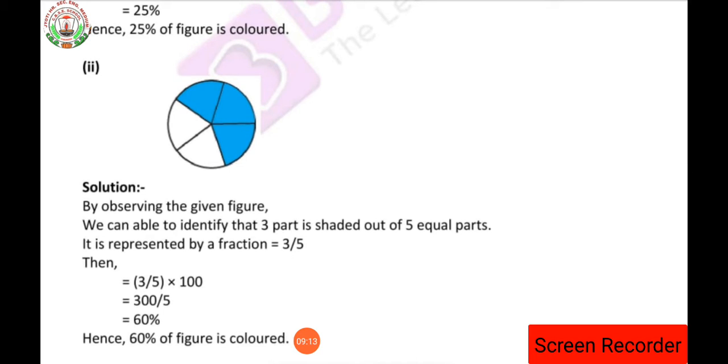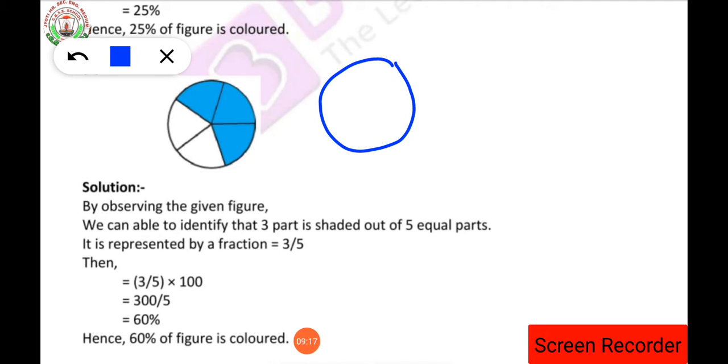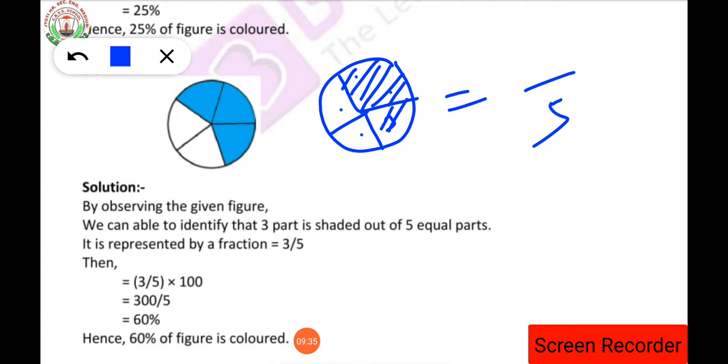In the second part of the figure, a complete circle is there, and that complete circle is divided into how many parts? 1 part, 2 parts, 3, okay, 4, 5, isn't it? How many total parts are there inside the circle? That means 5 parts are there, and among the 5 parts, how many parts are colored? That is 3 parts are colored, isn't it?